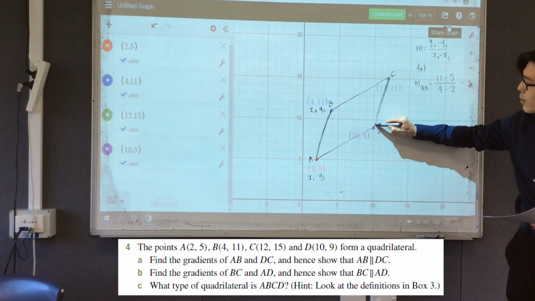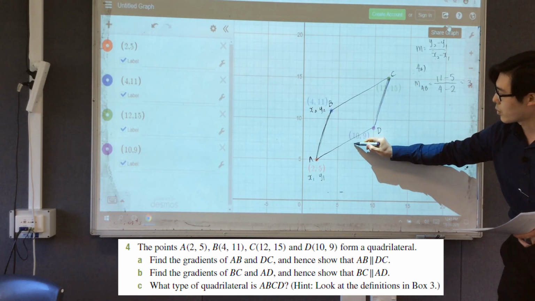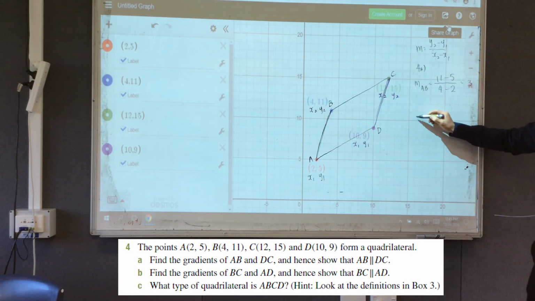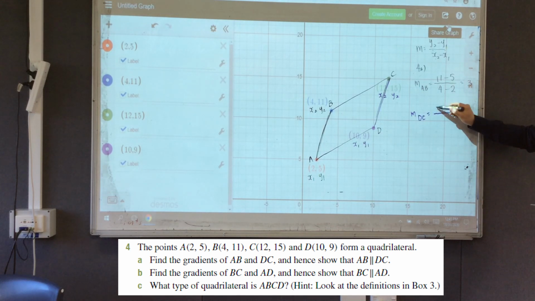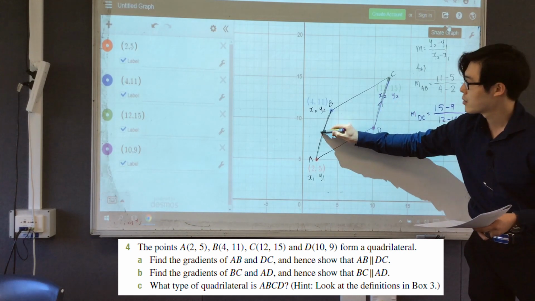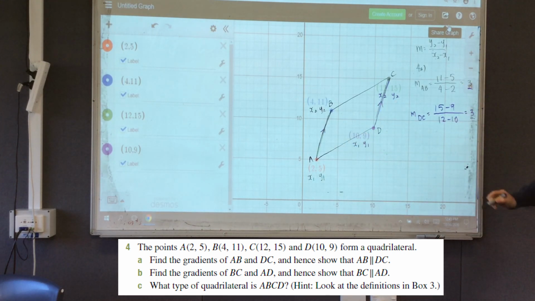Now we're going to do the same thing for the other gradient they want you to find, DC. Let's call this one x1, y1 and x2, y2. So the gradient of DC, once again, y2 minus y1 in this case is 15 minus 9 and 12 minus 10. And what's that? 3. So girls, if you get the same gradient number for the two lines, that means they have the same gradient, which means they're actually parallel to each other. That's what that means.